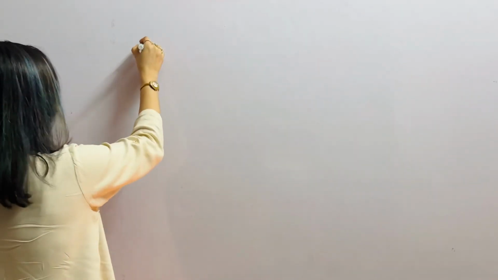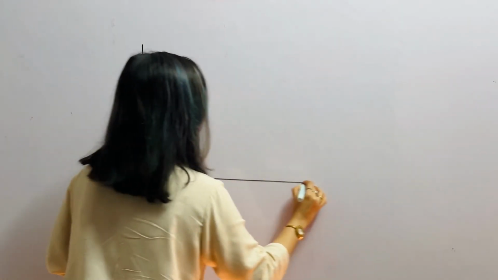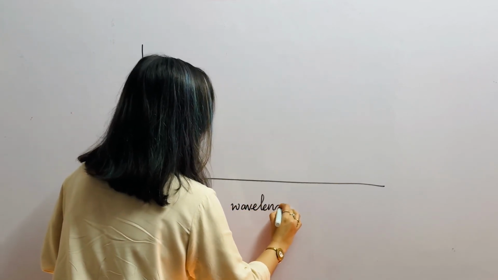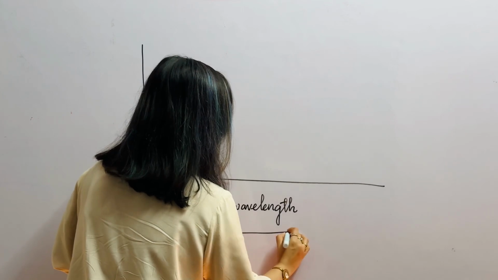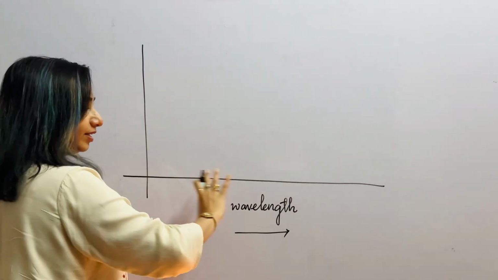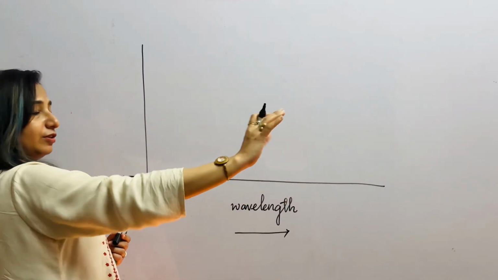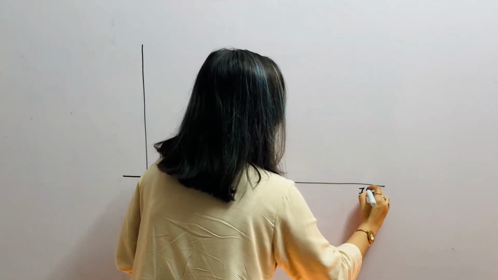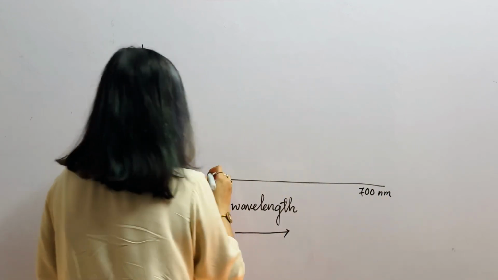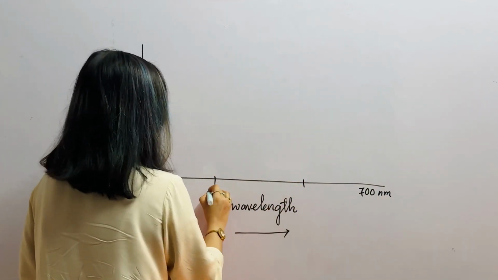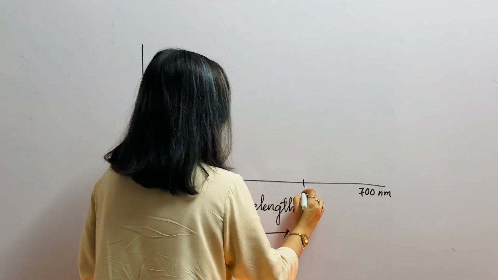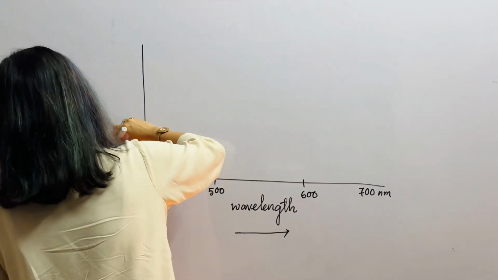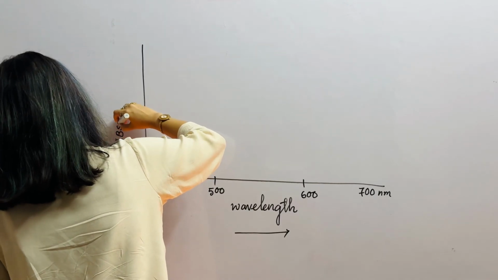See it graphically. Let us put the wavelength of light on one axis. Suppose on the x axis we have the wavelength of light. What will be the range? 400 to 700 nanometer. Yes, this is the range. And on the other axis we will put the absorption.